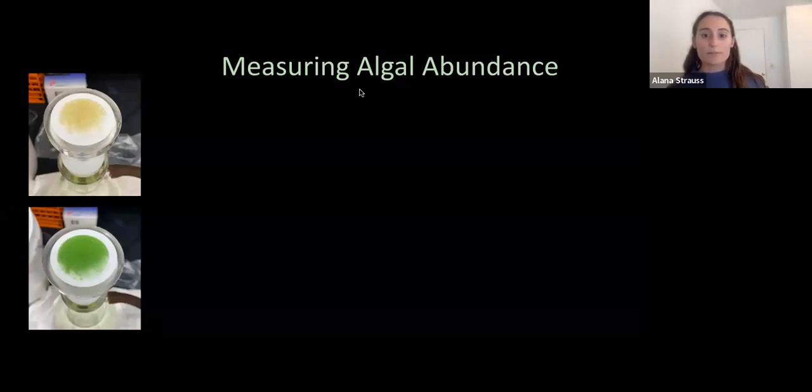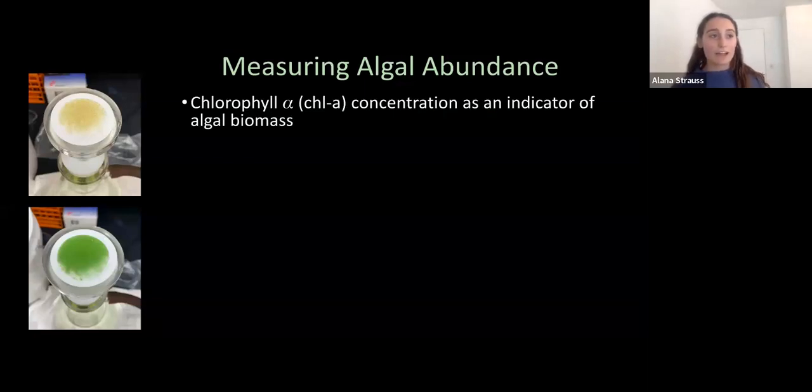So I wanted to measure algae abundance in ditches on a South Central Florida ranch, and I was hoping that could help us better understand what was happening within our waterways downstream. So I figured out, with the help of Dr. Kelly, that we could measure chlorophyll A concentration as an indicator of algal biomass.